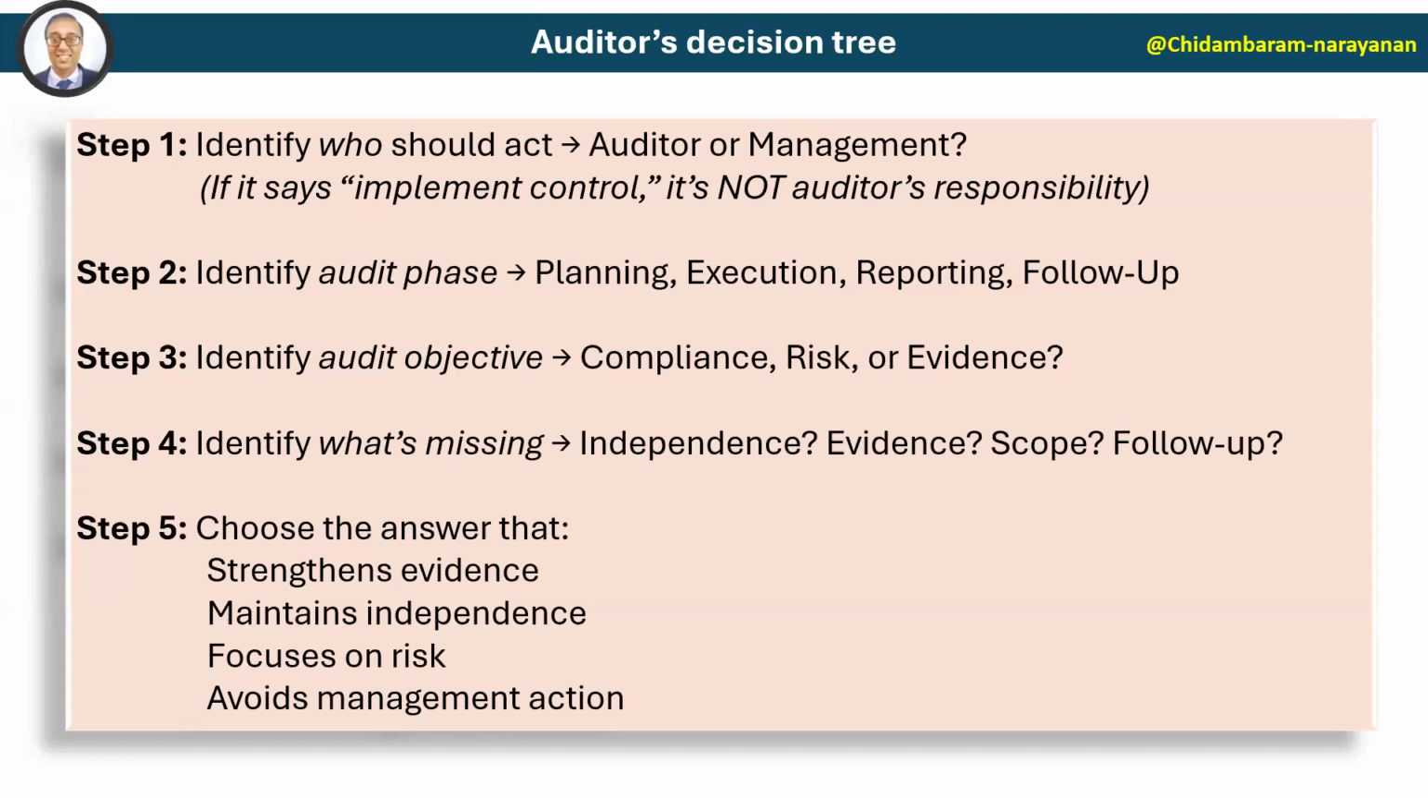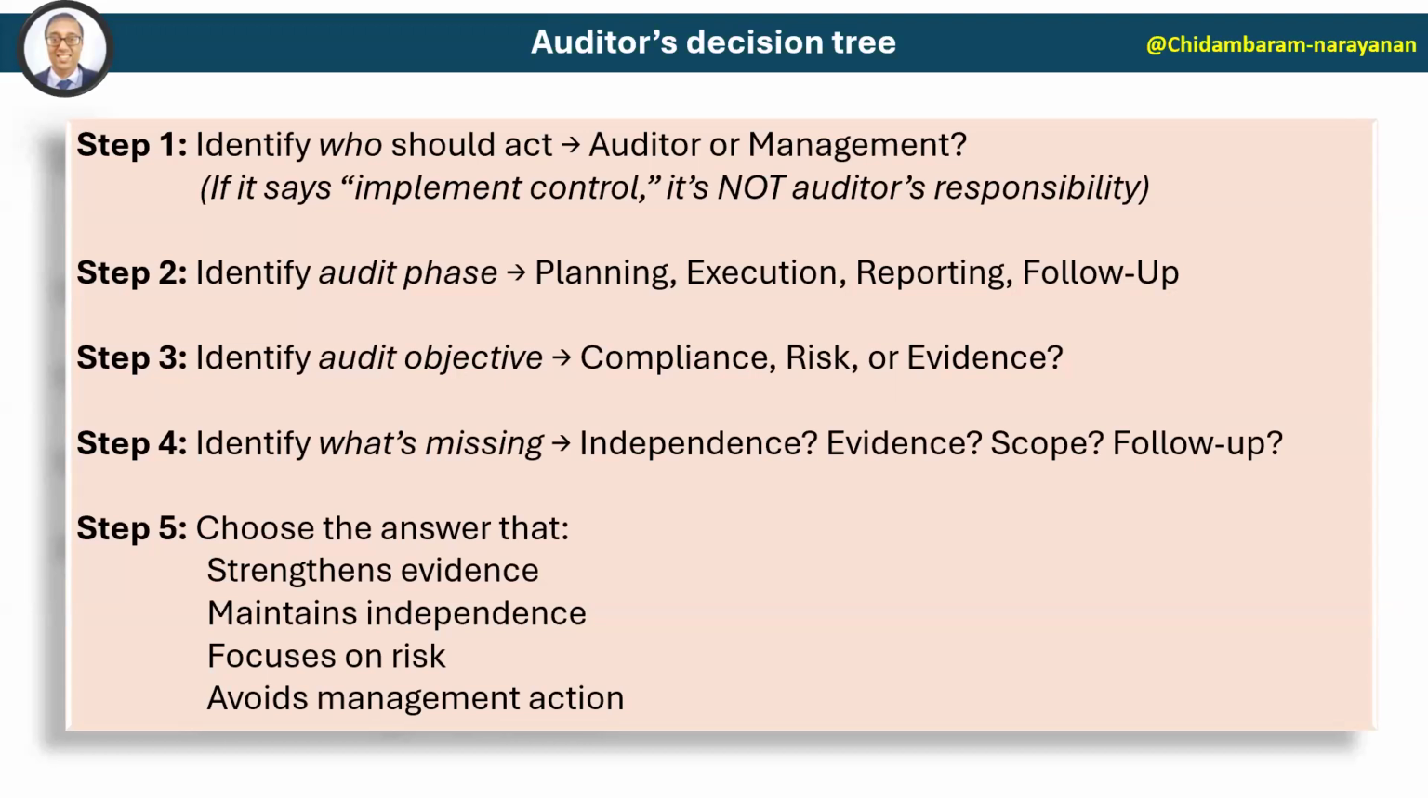So typically the auditor's decision tree looks like this. The first step will be: who is the person who is supposed to act in the question? Is it the auditor, or the auditee, or the management? If it is talking about implementation of something, always know that the auditor will never be responsible for implementation. If it is talking about an audit phase, where are we in the audit life cycle? Are we in planning, execution, reporting, or follow up?